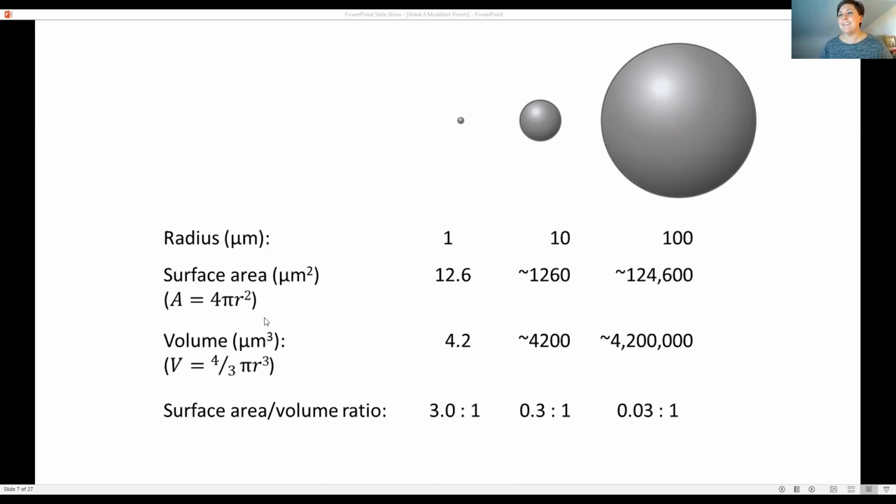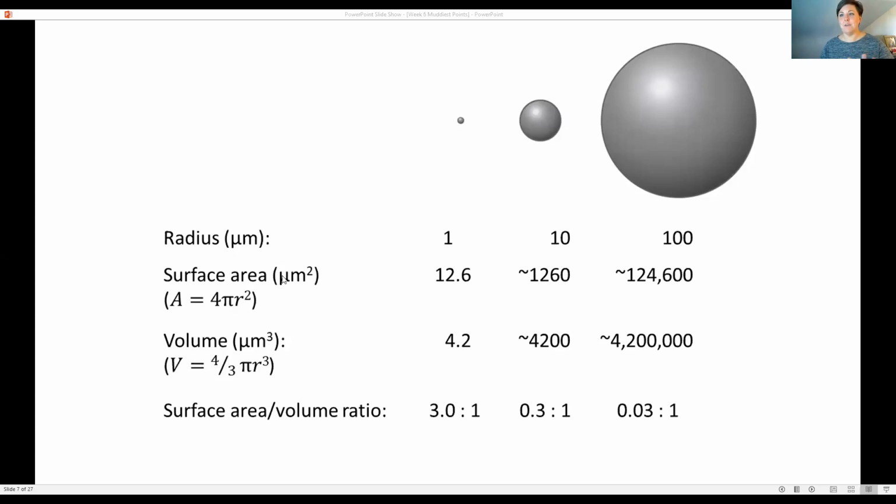So what this means is that as an object's size increases, the surface area will not increase as much as the volume. Again, as the size of an object increases, it's a geometric rule due to the fact that surface area is squared and volume is a cubic measurement.